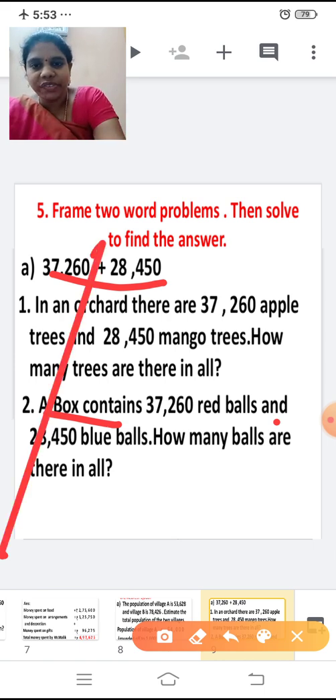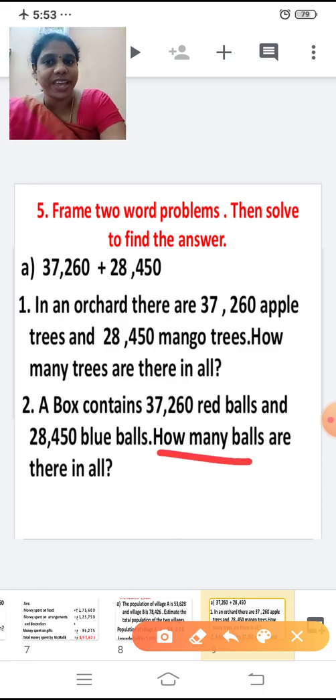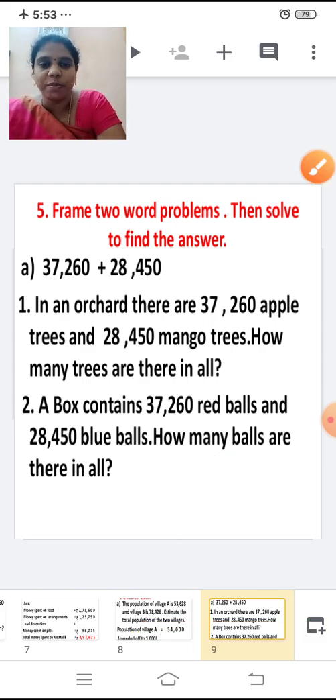Now, what is the question? We are going to add, right? How many balls are there in all? So, like this, you are going to form word problems.